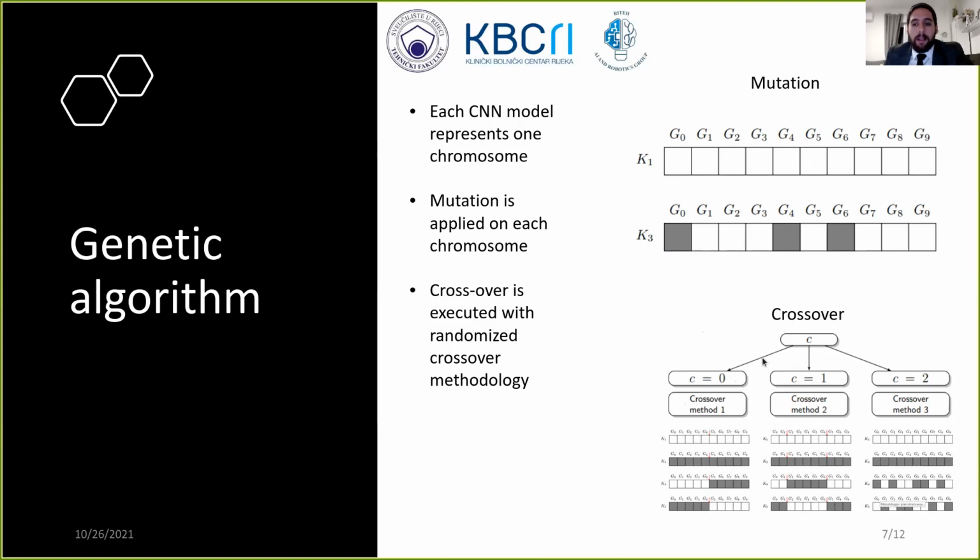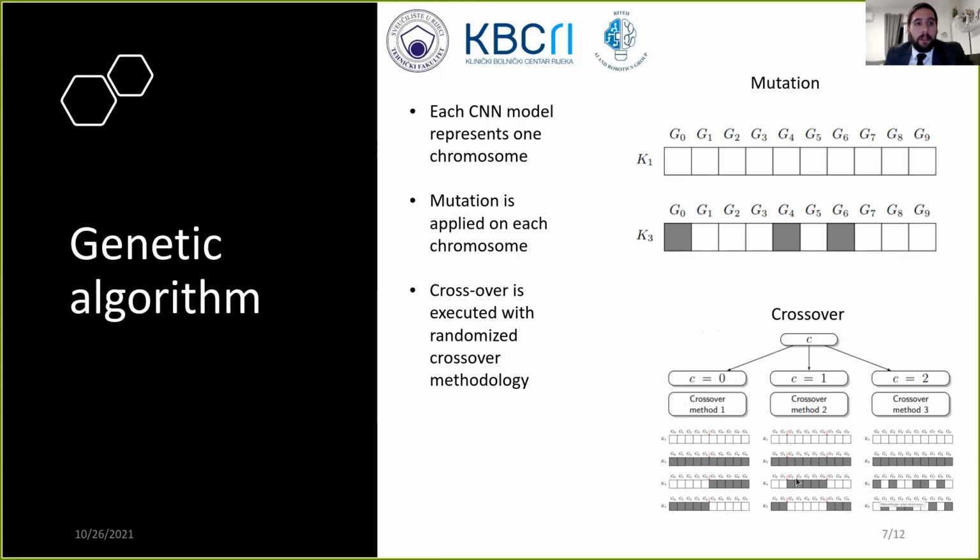Crossover method is selected independently of this random variable C. We can see the first crossover method is based on the combination of two parts of two chromosomes.